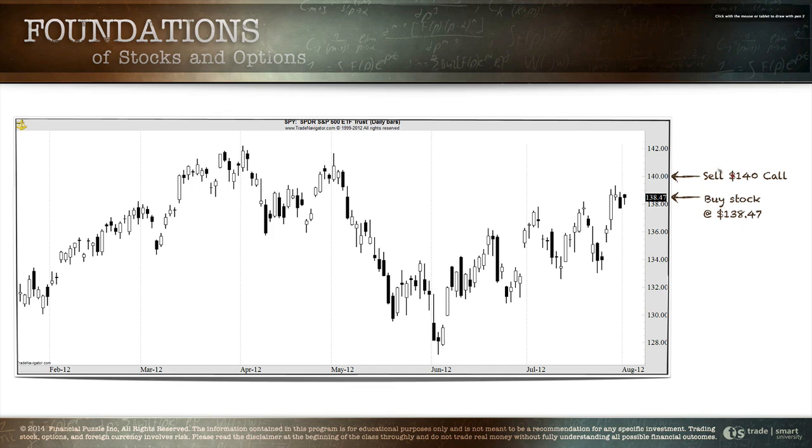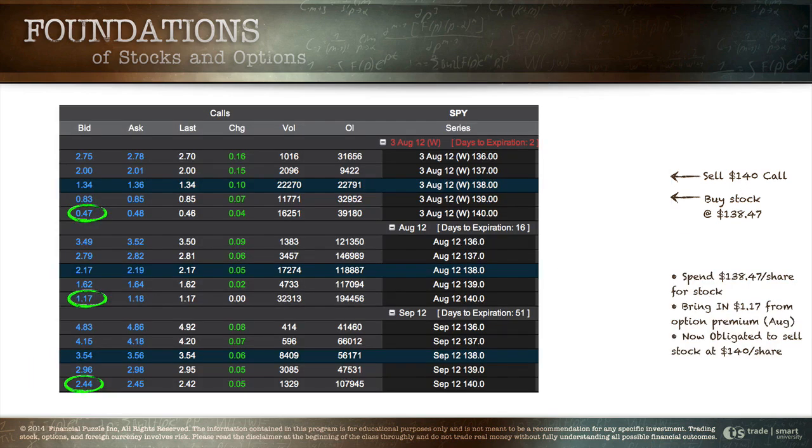If you sell the call option, you're selling someone else the right to buy, and you are getting the money. You're selling the rights to buy. You become obligated to do what, Anthony? Obligated to sell. So let's watch how this is going to play out. We're going to sell the 140 and buy the stock at 138.47.